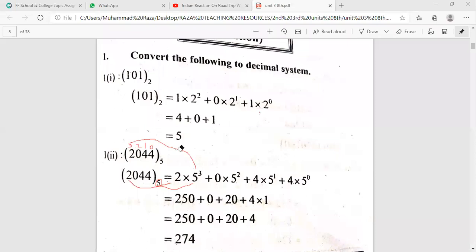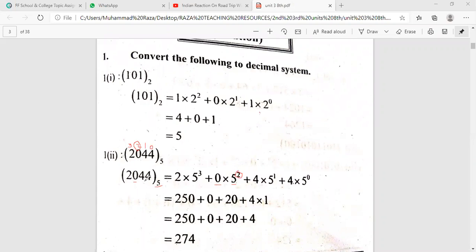Similarly, the next number is 0. So what will we do? We write this 0 here, and then this base 5, multiply with 5, and where does this power 2 come from? This is the power which is present on this 2, this power will come here, 5 power 2.